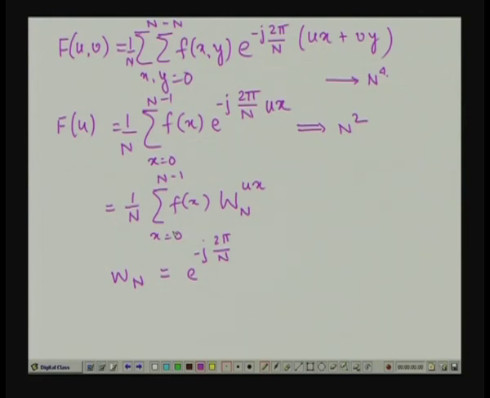Now, if I assume, which generally is the case, that the number of samples capital N is of the form 2 to the power n, then this capital N can be represented as 2 into capital M. And let us see how this particular assumption helps us.